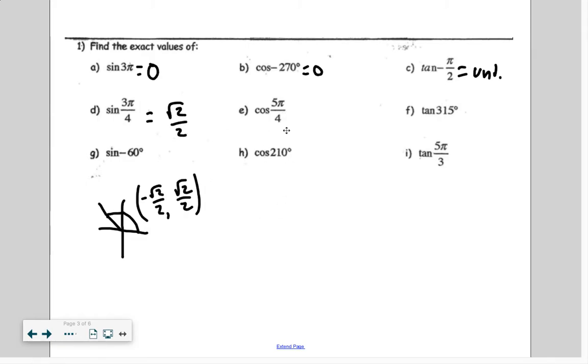5 pi over 4, again pi over 4 is going to be some form of a 45-degree angle. Pi would be 4 pi over 4. So 5 pi over 4 is just one more. And same numbers, except the y value is going to be negative. And we're looking at cosine, that's our x value, so negative root 2 over 2.